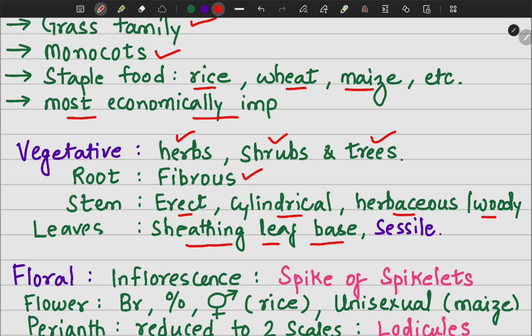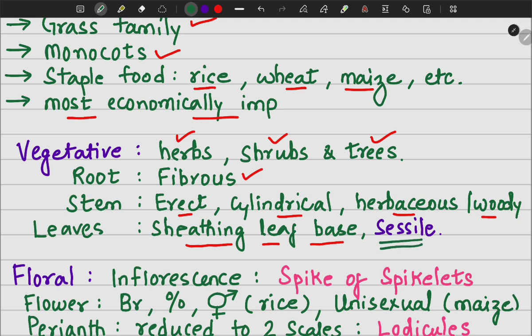So when we studied about the leaves of the monocot plant, I told you that if you remember, when we studied about the leaf parts, the leaf base which is attached to the stem usually forms a cover. In case of monocots, a cover or sheath is formed of the leaf base, and it may wholly or partially cover the stem, right? So that's a characteristic of monocots. So sheathing leaf base is found here, and the leaves are sessile.